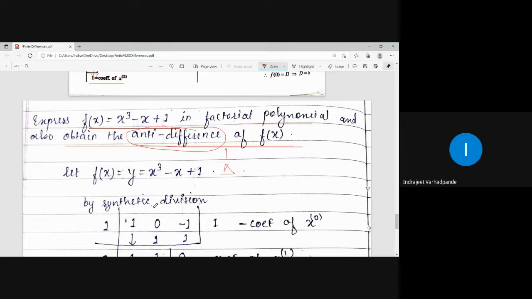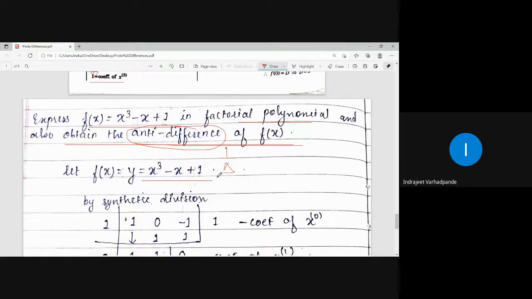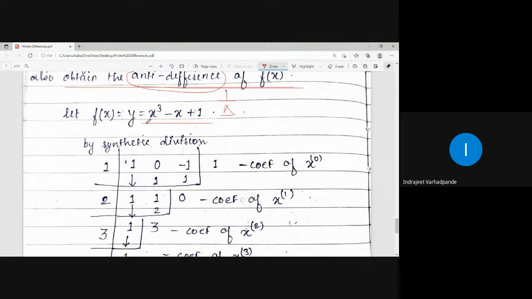So let f of x be equal to y, which is x cube minus x plus 1, but it is written as x cube plus 0x square minus x plus 1 in the standard form. What are the coefficients? 1, 0, minus 1, 1. These are the coefficients. I have not divided by 0. So the remainder or the last term is nothing but the constant, or the coefficient of x to the power 0 factorial. Divide by the factor 1. 1 remains as it is. 1 ones are 1. 0 plus 1 is 1. 1 ones are 1. Minus 1 plus 1 is 0.